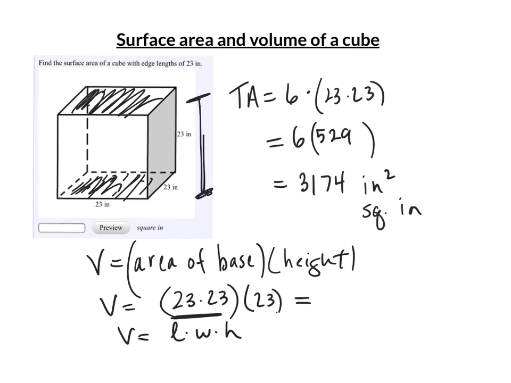So in this case, it's actually just 23 to the third power, 23 times 23 times 23, and that ends up being a big number, 12,167. And volume is measured in cubes, little tiny boxes, and each box here would be 1 inch by 1 inch by 1 inch. So we would say inches cubed, or sometimes you hear people say cubic inches.